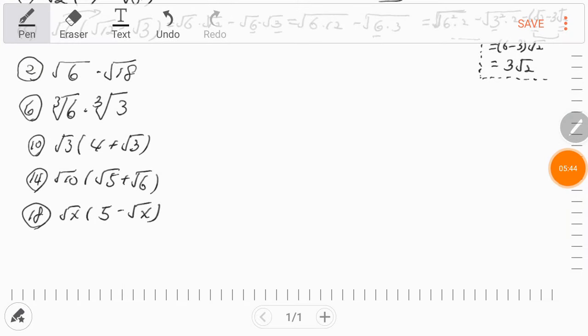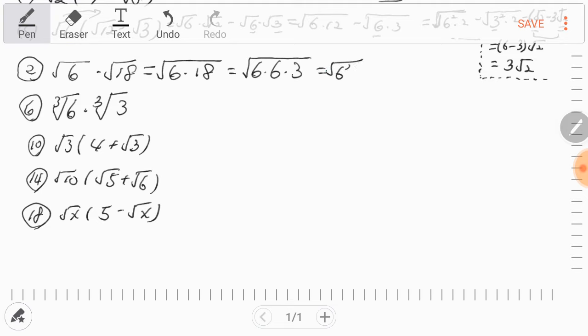Okay, let's do some exercises. This is pretty much similar to the examples. Multiply, both are square roots. These two radicals are square roots, so multiply these two radicands, and then try to make a perfect square. 18 is 6 times 3, so this is equal to 6 squared times 3. Then take the 6 out: 6 square root of 3.